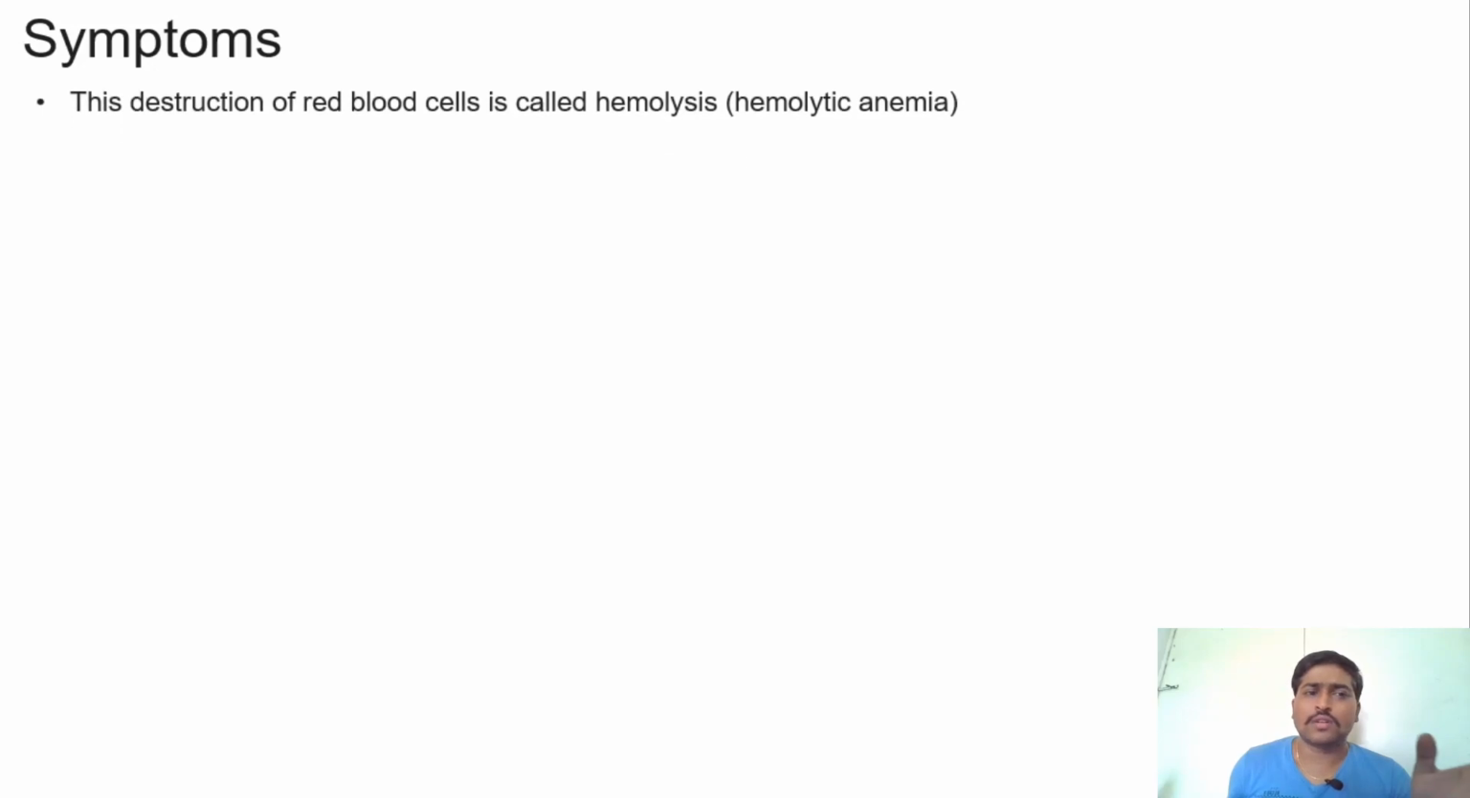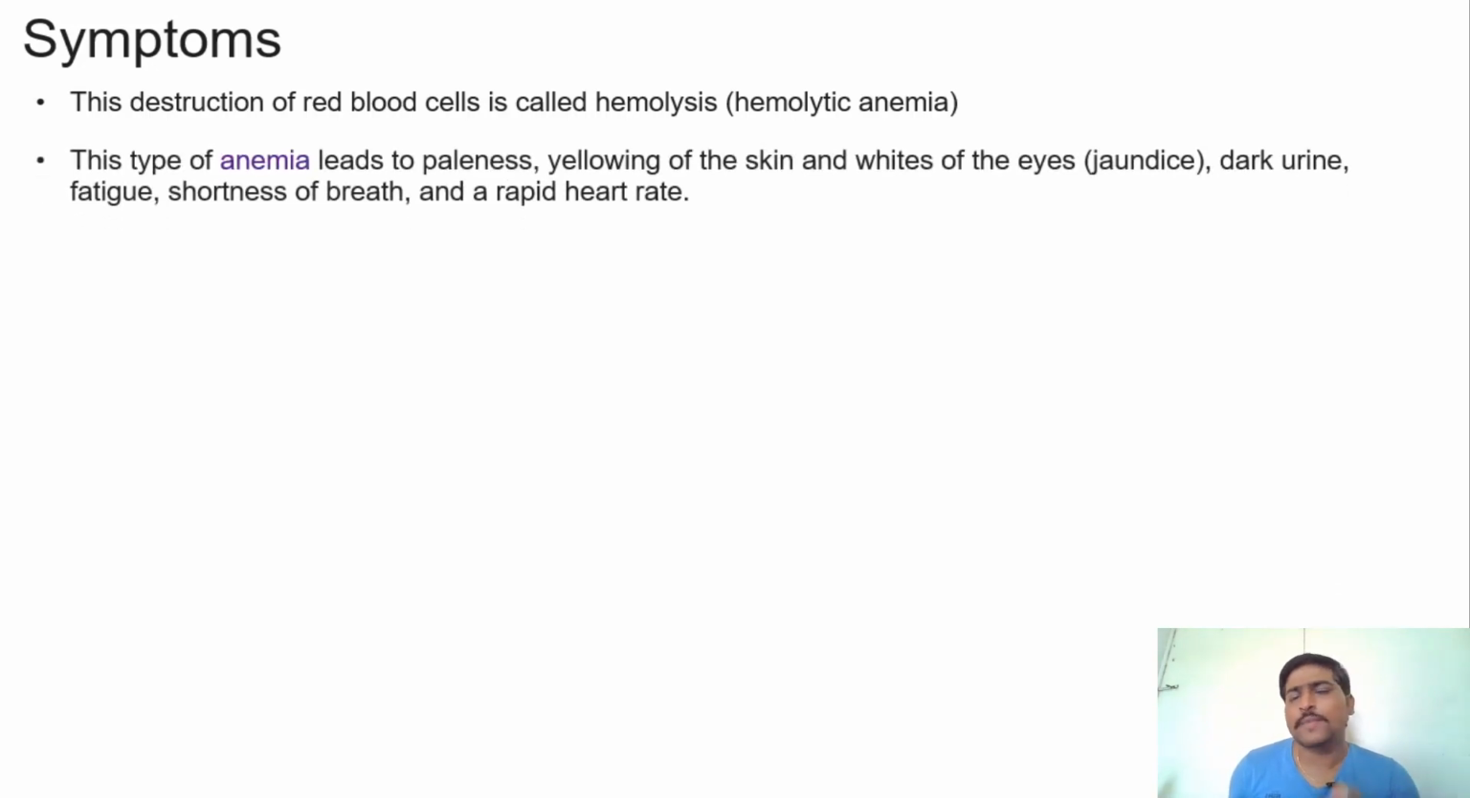Coming to the symptoms of G6PD deficiency. As we have already discussed, the destruction of red blood cells is called hemolysis. So it causes hemolytic anemia, the breakdown of blood cells. And next is the symptoms the anemia leads to. So these are symptoms of anemia, not G6PD symptoms. They are symptoms of an anemia which is caused by G6PD deficiency.